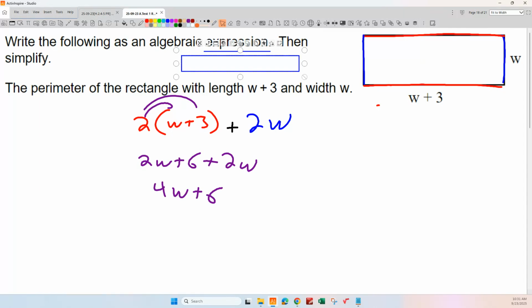There you go. Okay, make sense? By the way, this is not an equation, it's an expression, so we're not going to have an equal sign, right? That's our answer. We're done.